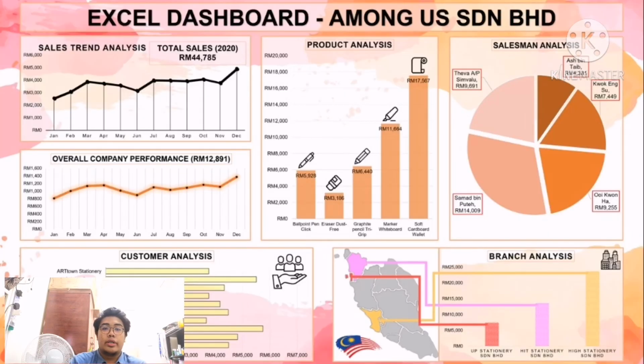Question 4, dashboard. This is our company dashboard and summary of company performance in 2019 and 2020. The highest sales in the sales trend analysis is in August 2019 due to the Merdeka promotion made by the company, and in December 2020, the company made a back to school promotion to attract customers to buy more stationery from them.